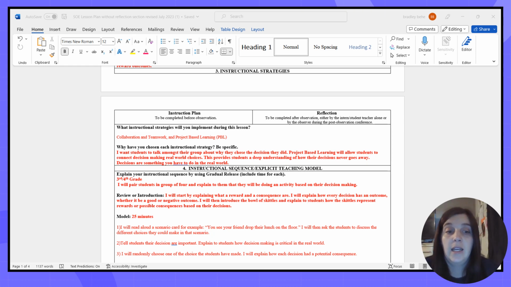I will read aloud a scenario card. So, for example, I may say, you see your friend drop their lunchbox on the floor. I will then ask the students to discuss the different choices that they could make in that scenario. Would they make fun of them? Would they rush over there to go help them?